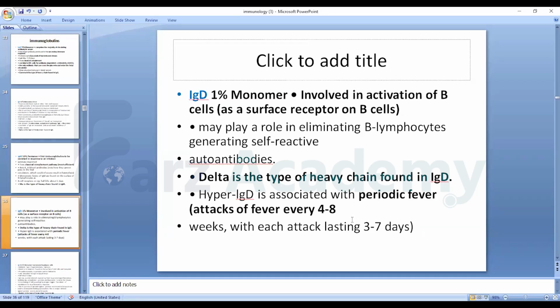So IgD is 1%. It's a monomer involved in activation of B cells as a surface receptor on B cells, and may play a role in eliminating B lymphocytes generating self-reactive autoantibodies. Delta is the type of heavy chain found in IgD. Hyper IgD is associated with periodic fever: attacks of fever every 4 to 8 weeks, with each attack lasting 3 to 7 days. Periodic fever.